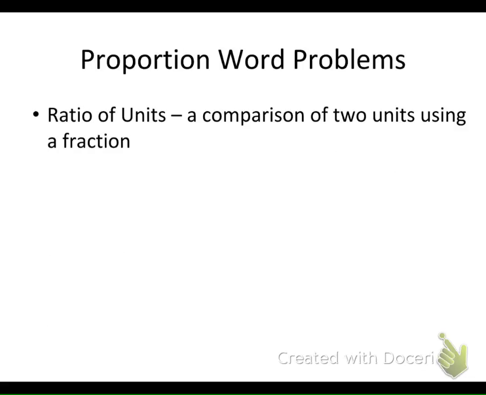So, a ratio of units is a comparison of two units used in a fraction. So, it's a comparison of two items, two things, two objects. Now, we're comparing them using a fraction because we're making it in a proportion or a ratio form.